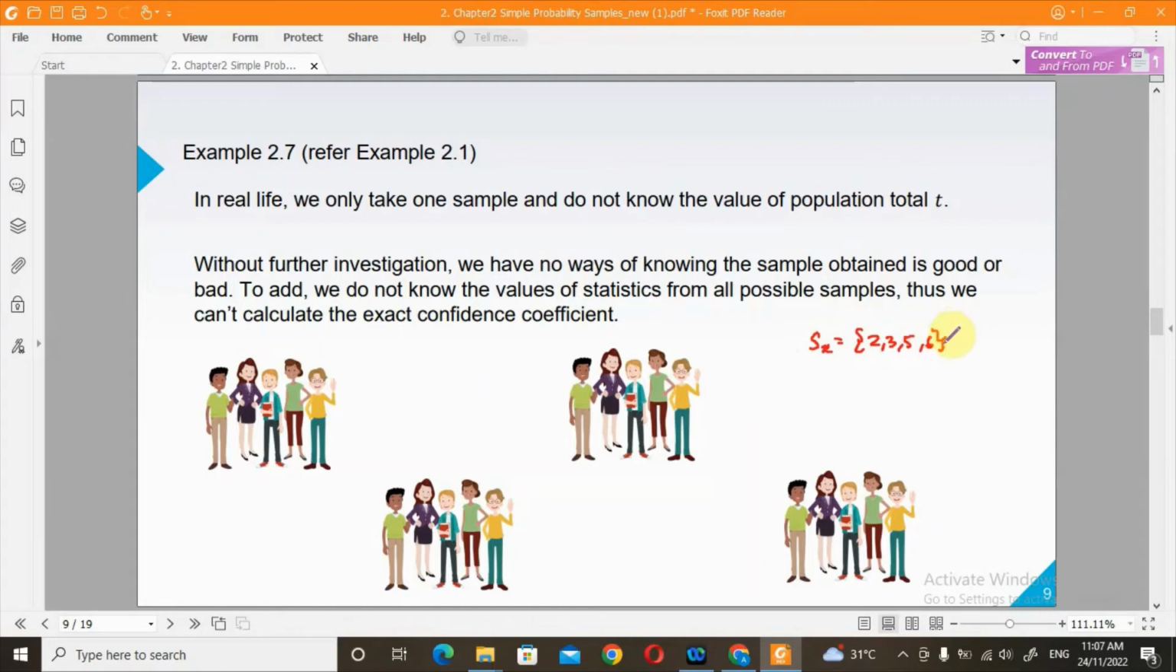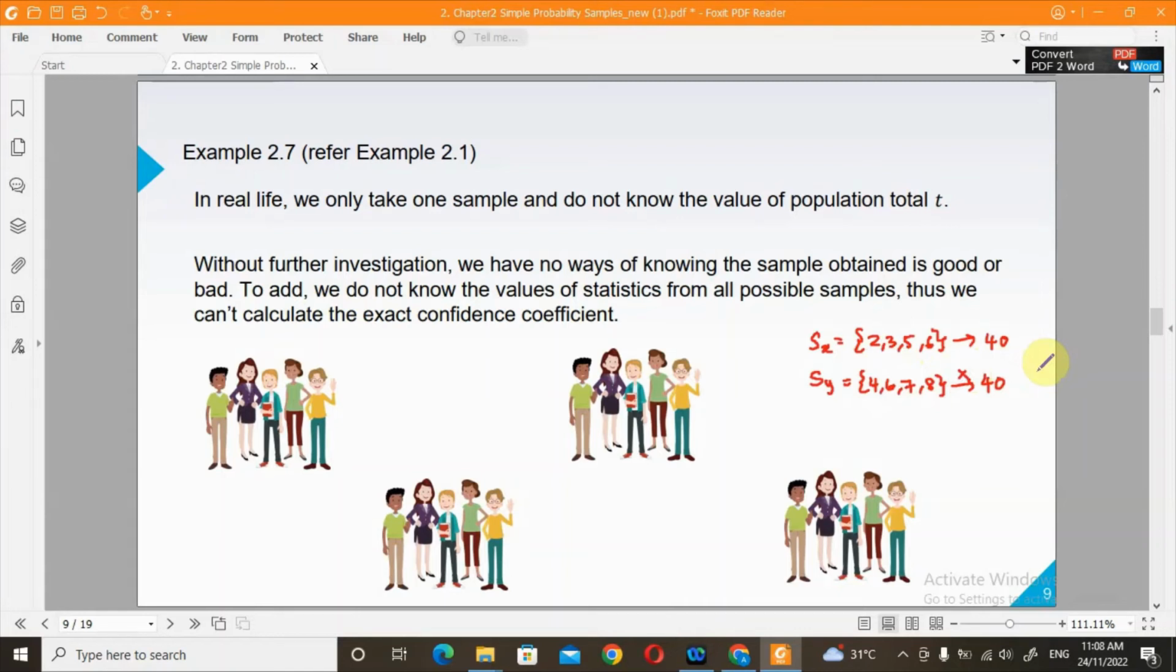falls into a good sample, because the confidence interval includes 40, or sample Y, for example sample number 2, which consists of elements number 4, 6, 7, 8, which does not include 40 in its confidence interval. We do not know which one will be selected as our sample.